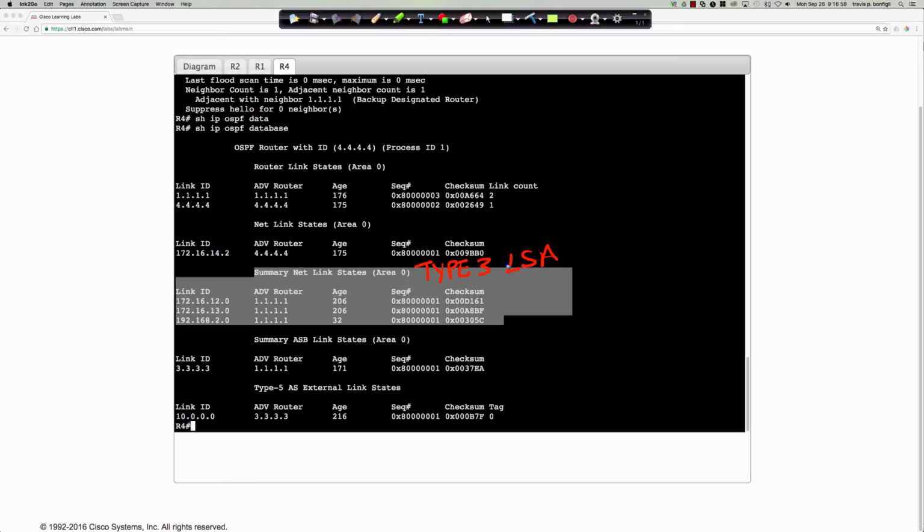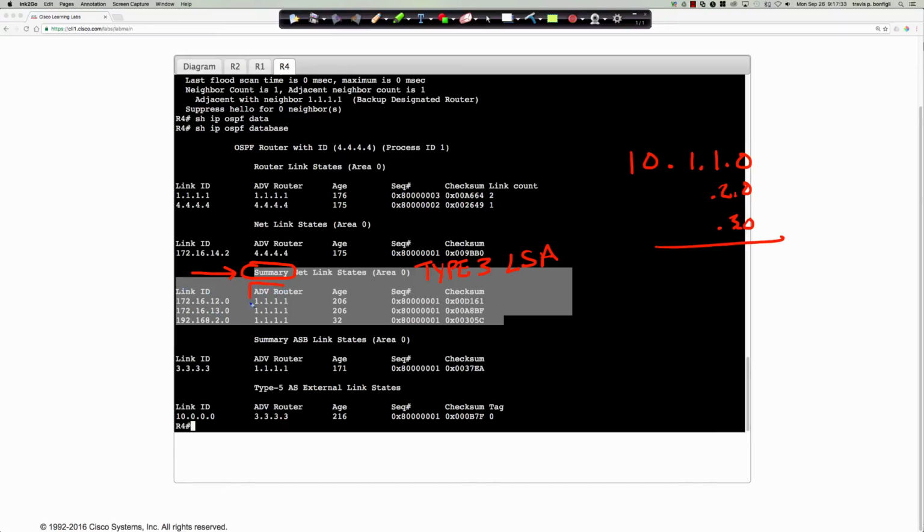It's a summary LSA. But like I said earlier, this does not mean summarization of IP addresses. It's not like we're taking different networks like 10.1.1.0 and .2.0 and .3.0 and summarizing them. That's not what we're doing. That's not what this summary LSA is about. From the OSPF perspective, what we are summarizing is the information from another area.